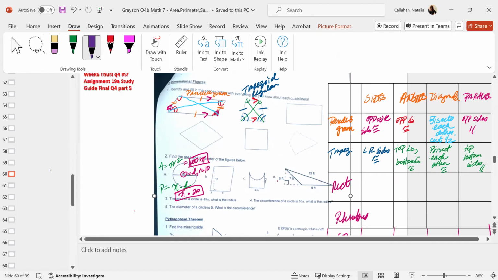I'll have you do that later. Take a look at B. How would you find the area for B?